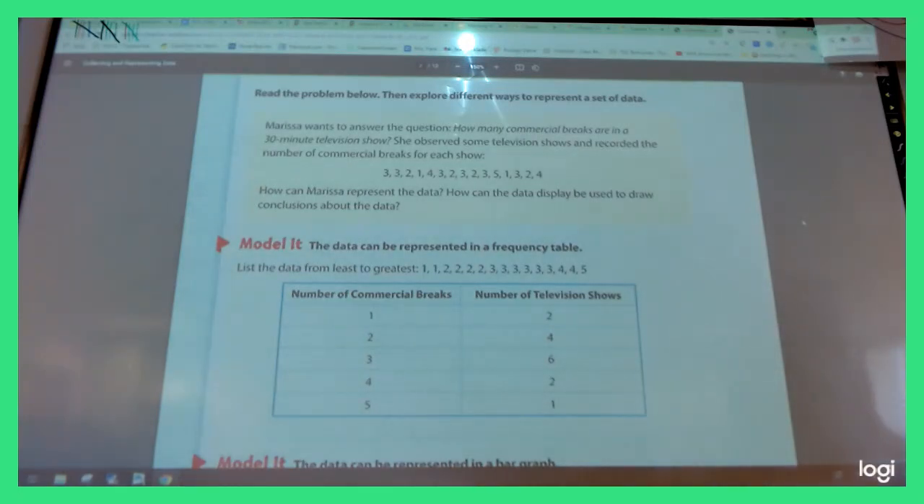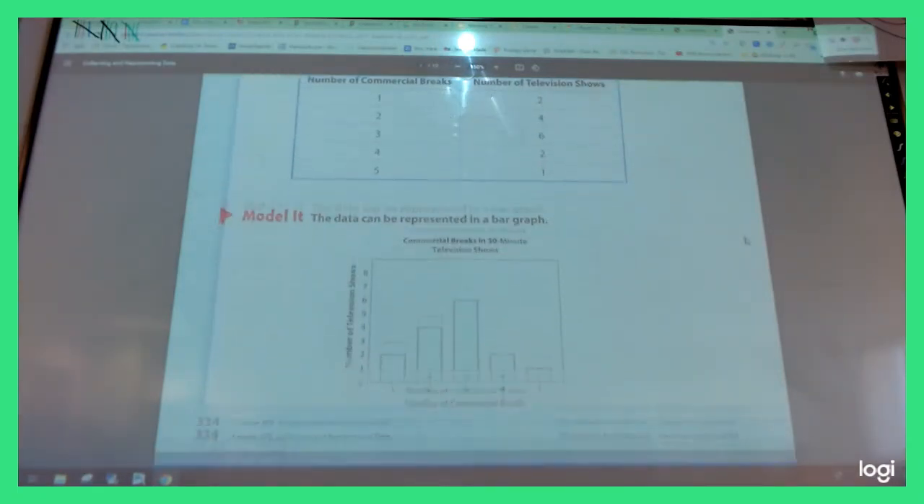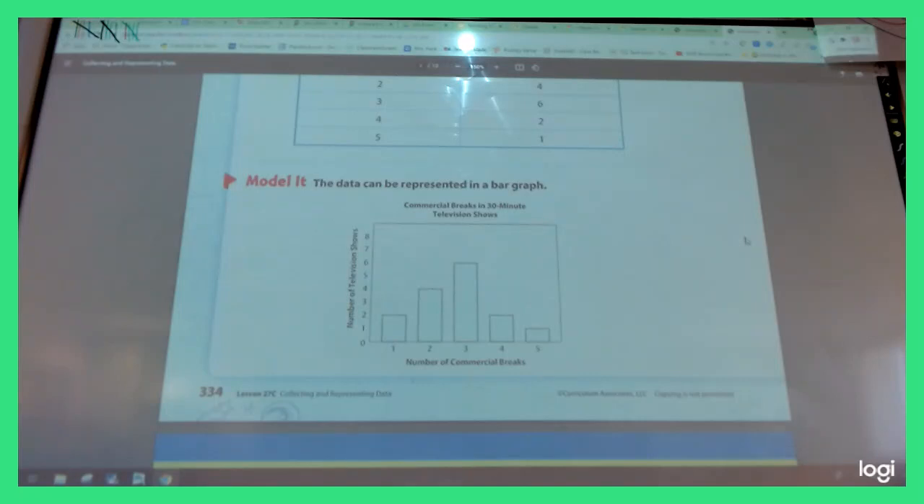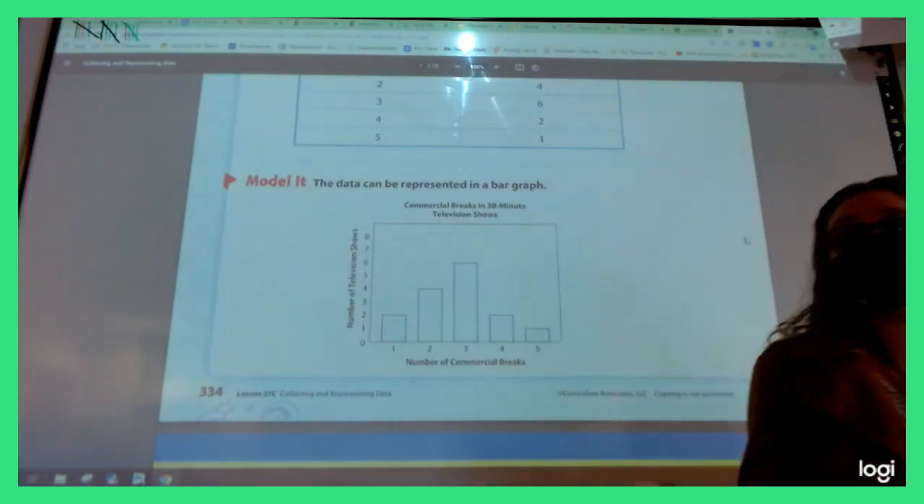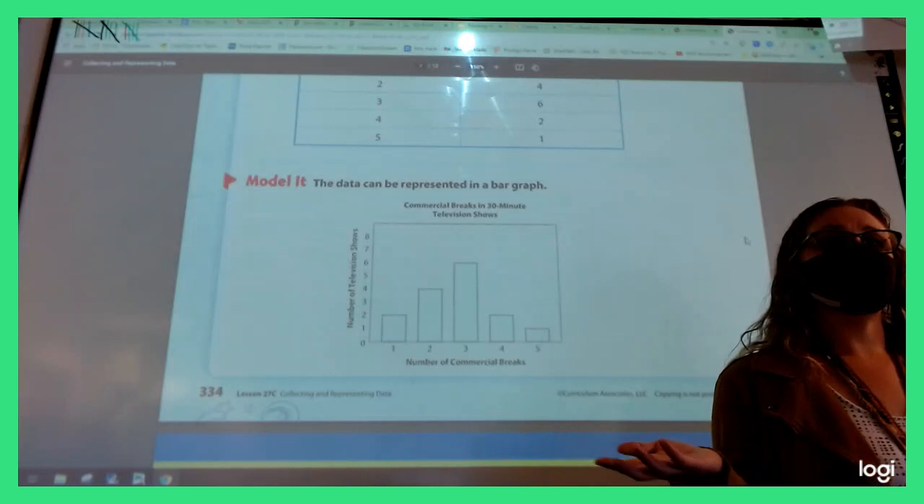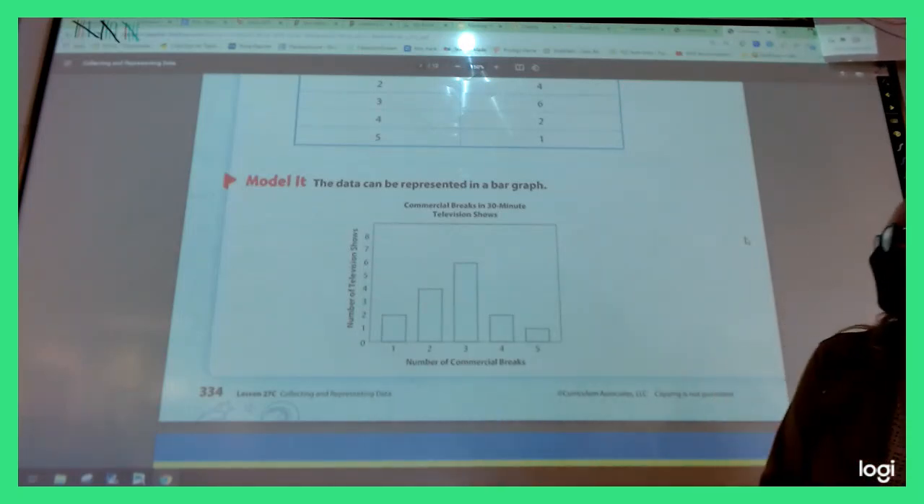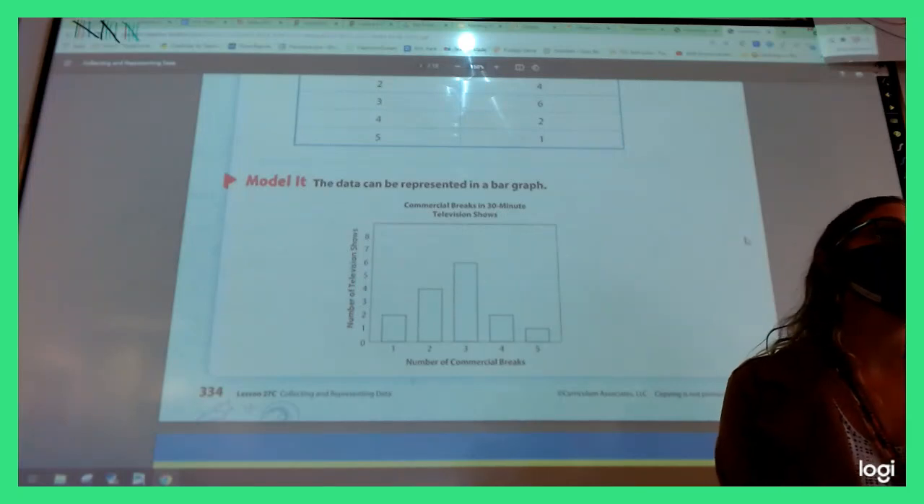All right, I'm going to scroll down and we can see a different way we can model our data. So instead of using a table, we could use a bar graph. Now, you've all seen bar graphs before, probably starting in 1st grade, I would guess. So, in its most basic definition, what's a bar graph? What is a bar graph? Abby? A bar graph is like, for example, how many people voted on something.